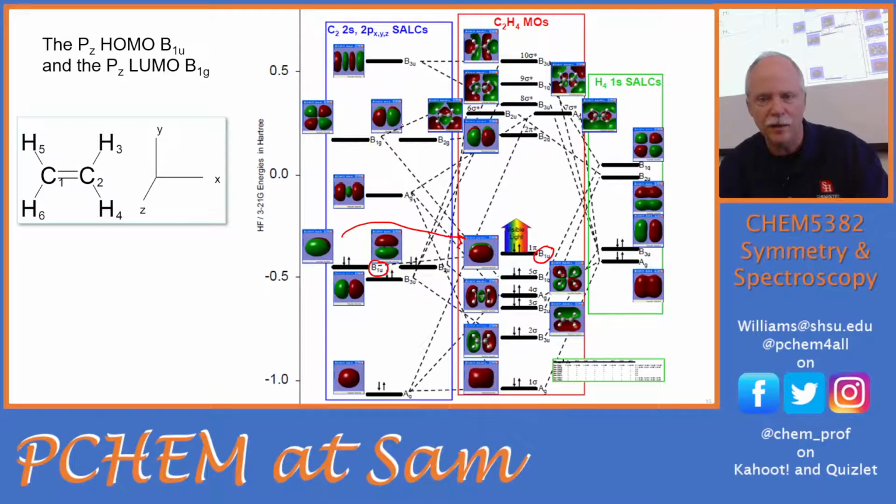And then this, did it turn out to be B2G? Yeah, the B2G. This should be B2G. So there's a mistake there. Change that to B2G. And so that's the pi antibonding orbital.